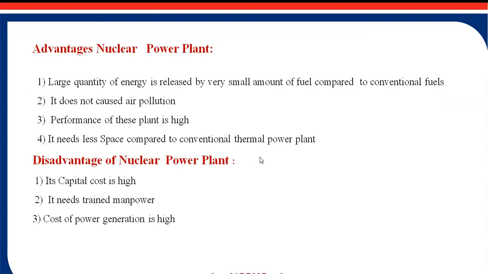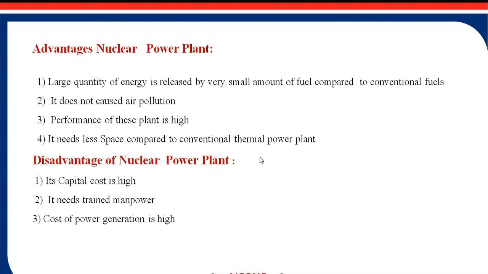Then the advantages of a nuclear power plant: a large amount of energy is released by a very small amount of fuel compared to conventional fuel like a diesel engine. A lot of conventional fuel is required, but here a very small amount of fuel is required. It does not cause any air pollution as compared to other power plants. The performance of this plant is very high as compared to other power plants. It needs less space compared to a conventional thermal power plant.